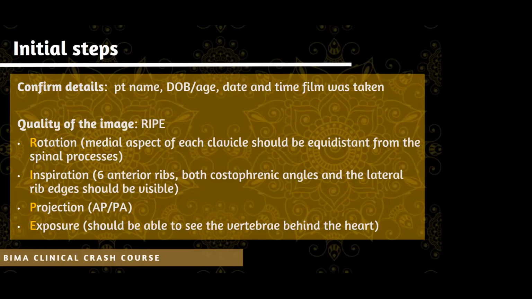You want to know the projection of the image. Is it anterior to posterior, or is it posterior to anterior? The reason this is important is that in anterior to posterior, or AP, X-rays, you can't necessarily determine whether the size of the heart is acceptable or not. You need a PA to be able to do that. And finally, your exposure of the film, essentially how well the radiation has gone through. For this to be adequate, you should aim to see the vertebra behind the heart.